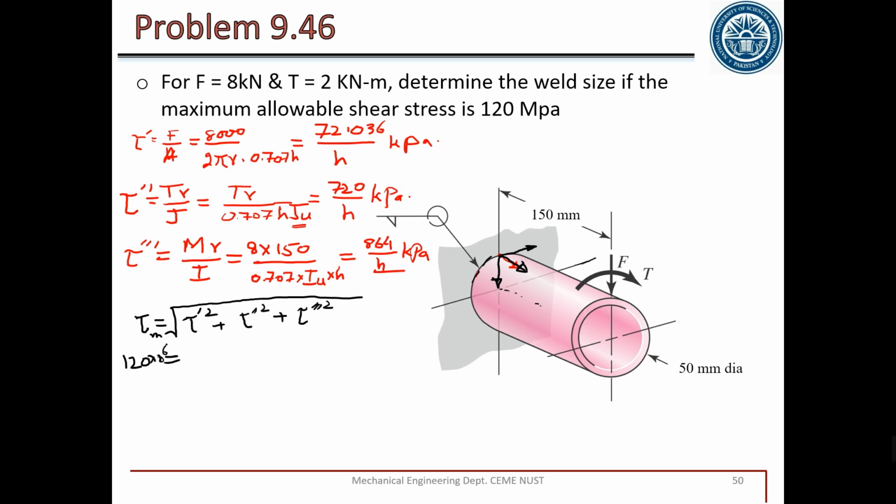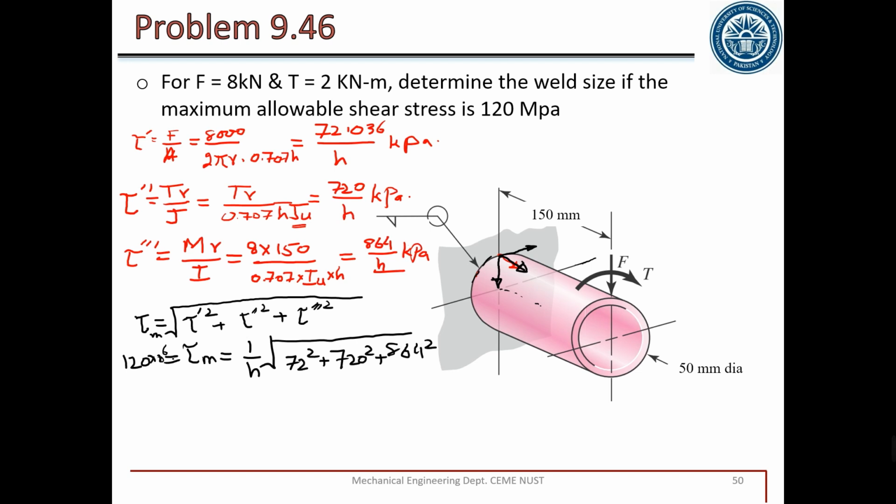times 10 raised to power 6 equal to tau max. Substituting all the values, 1 by h is common, so 1 by h will be common. 1 by h square under root is 1 by h. We have 72 square plus 720 square plus 864 square.